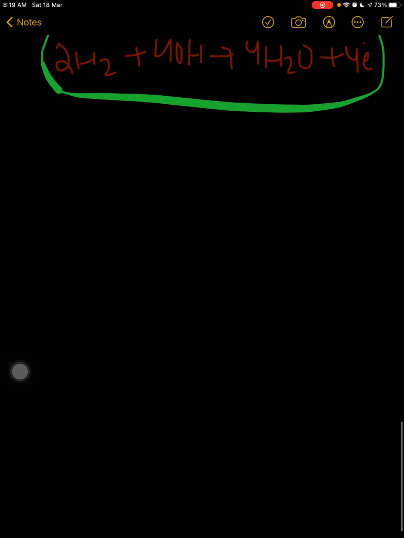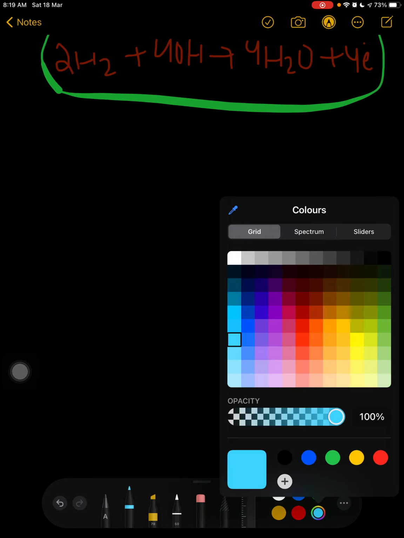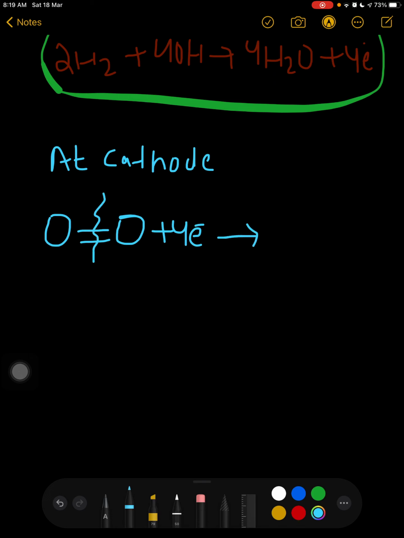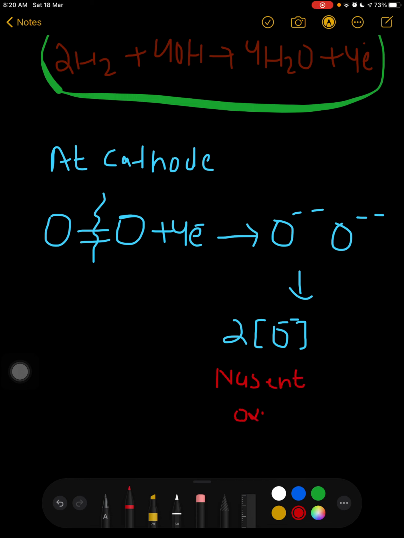Now let's look at the cathode reaction. Now at the cathode, we know that oxygen is present in this form. When it gets 4 electrons, what will happen? It will break its bond and it will form like this. Oxygen has a valency of 2, so each oxygen will gain 2 electrons and it will form nascent oxygen, right?